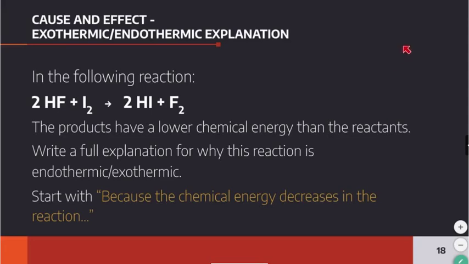Let's look at this instead of from a graphical standpoint, from sort of an explanation standpoint. Same reaction. In this case, the products are going to have a lower chemical energy than the reactants. What I want you to do is on your paper, or you could type up, or for that matter, go ahead and you can put it into the question that's going to come after this. I want you to write a full explanation for why this reaction is endothermic or exothermic. I want you to start off with a good place to start. Because the chemical energy decreases in the reaction, ... Complete typing this out, and then we'll take a look at the correct answer.